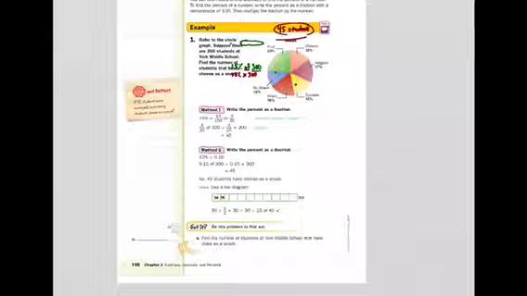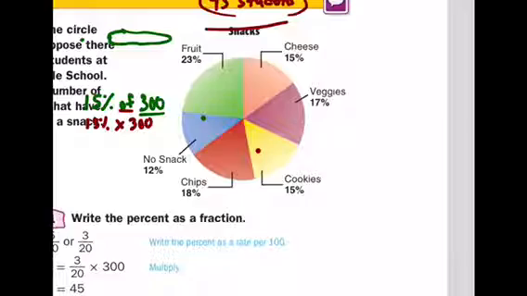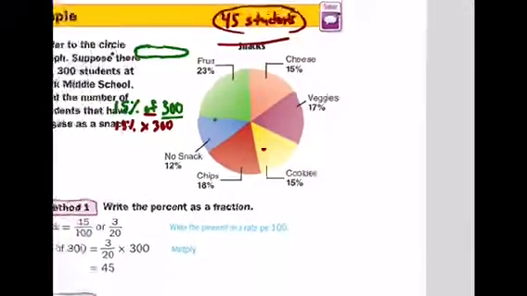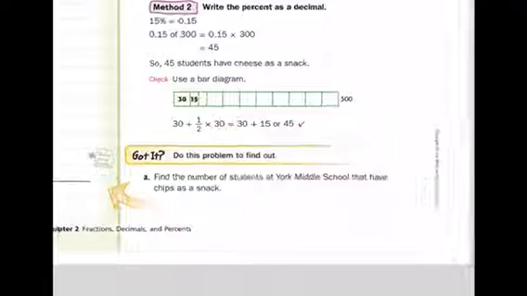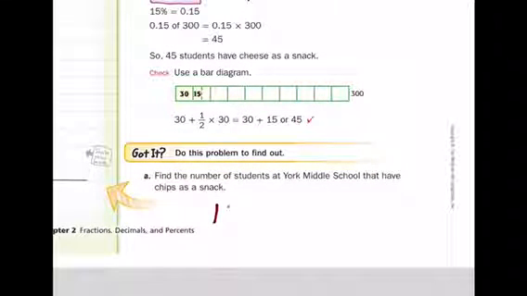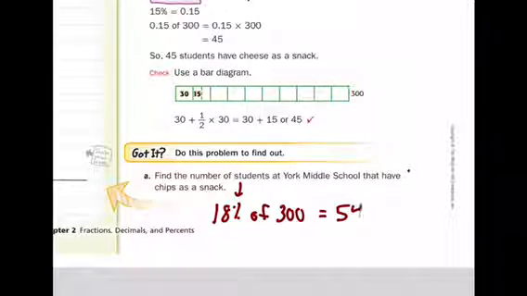All right, let's see how you did. We have to find the number of students that have chips as a snack. If we look here, you'll notice that 18% of students have chips as a snack. So when I write my problem, it's going to be 18% of, or times, 300 students. When you type that in, remember, of means times, and don't forget your percent symbol or you're going to get a totally wrong answer. 18% times 300, and you get 54. So your answer is 54 students.